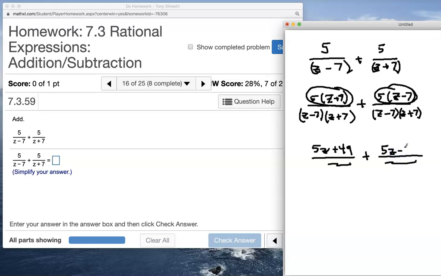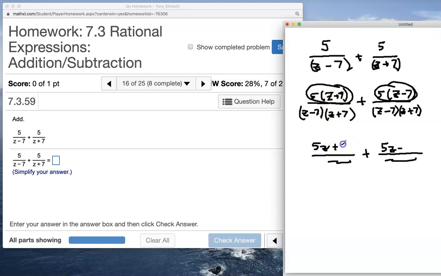Minus, wait a second, this is not 49. This is 5 times 7. Ooh, I got to clear this out. That's 5 times 7. I don't know where 49 came from. That's going to be 5 times 7 is 35. Okay, that's good. Now this is going to be 35 here as well.